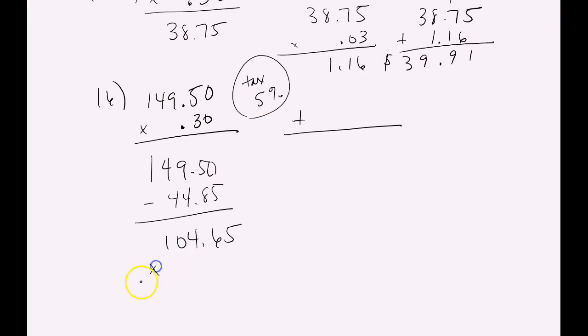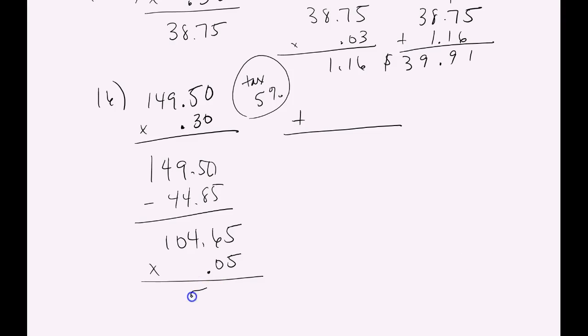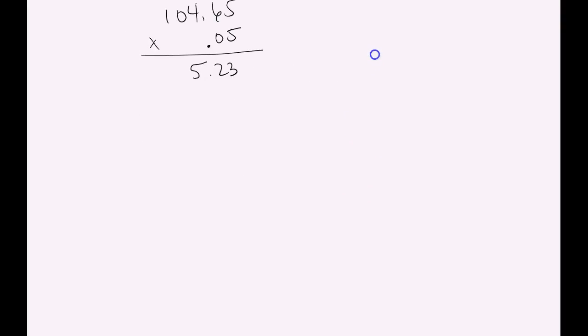Now, that's the sale price of the puppy, but we now have to multiply that by tax, which is 5%. So this needs to be multiplied by, if it's 5%, it's 0.05 as a decimal. So let's do that, times 0.05. So the tax is $5.23. And that's what we're going to add back on. So 104.65 added back on the tax. Okay. So the puppy after tax and with the discount is $109.88.